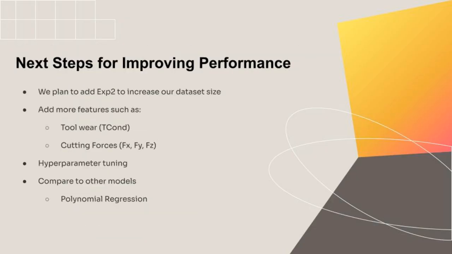And for the next steps, we're planning to add experiment 2, our next dataset, increase the dataset size, and include additional features like tool wear and cutting forces, which are related to surface roughness. We also plan on applying hyperparameter tuning and trying models like polynomial regression to see if we can boost performance further.